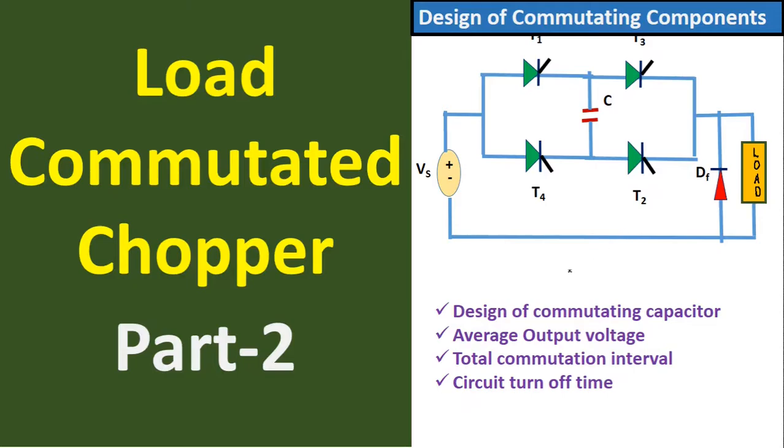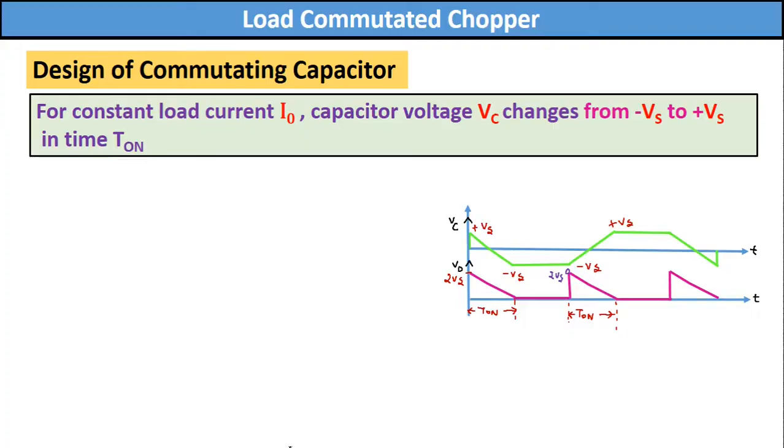So in this lecture, we are going to discuss the following topics. First is design of commutating capacitor C. Then we are going to derive the average output voltage for load commutated chopper. Then we are going to find out total commutation interval. Then the last one is circuit turn off time. First we will see design of commutating capacitor.